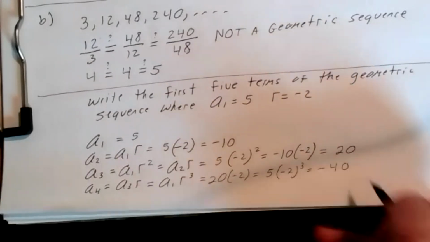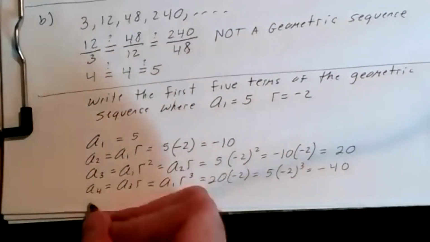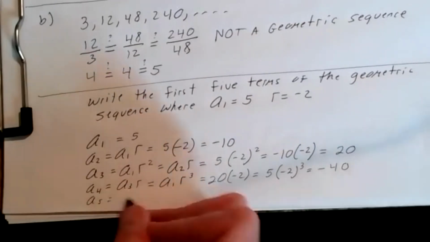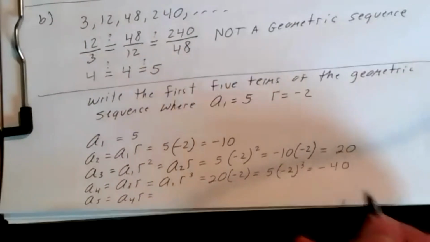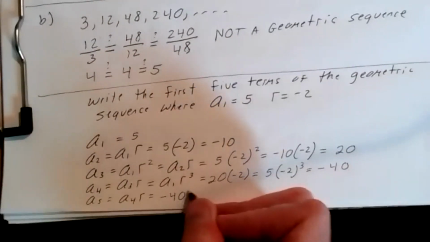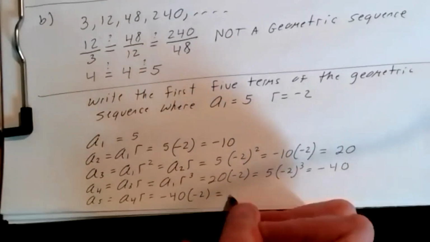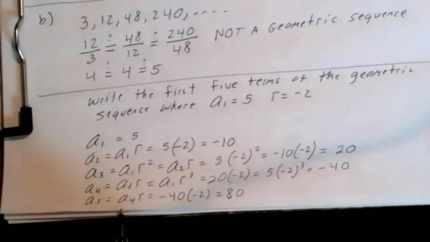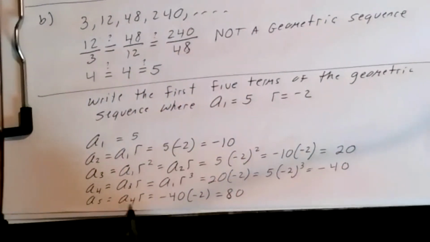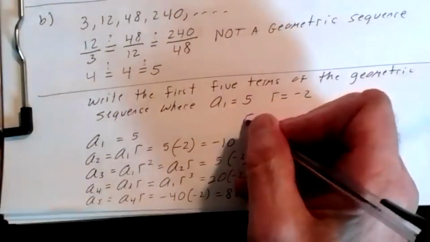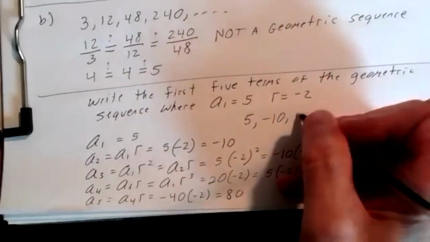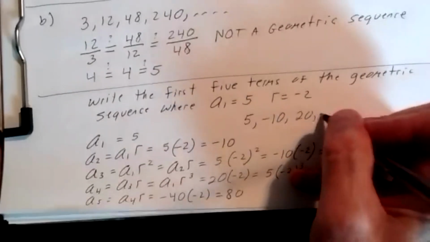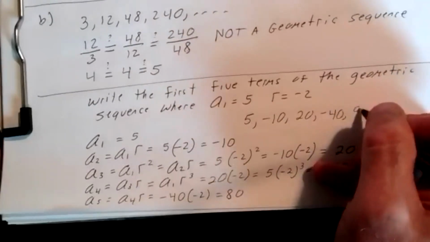-40. That would be your fourth term. Finally, the fifth term of the geometric sequence is my fourth term times the common ratio, which would be -40 times -2, which would be 80. And that could also have been found if you took your first term times the common ratio to the fourth power. All right, so here are your first 5 terms of that geometric sequence: 5, -10, 20, -40, and 80.